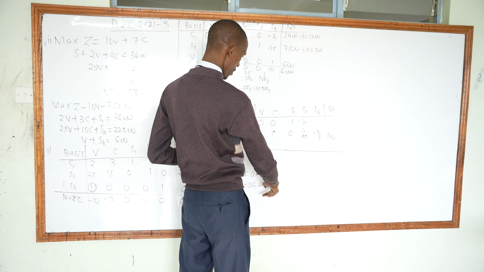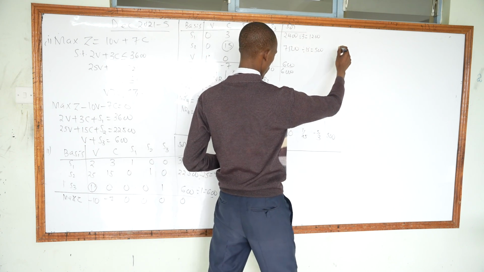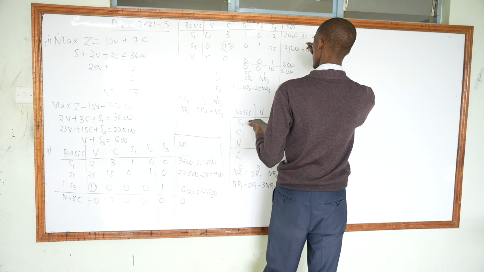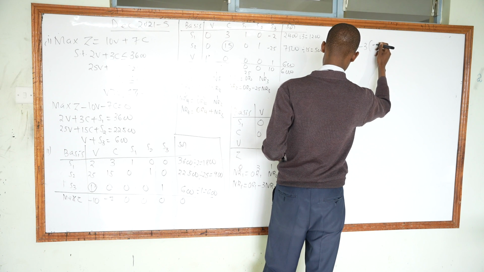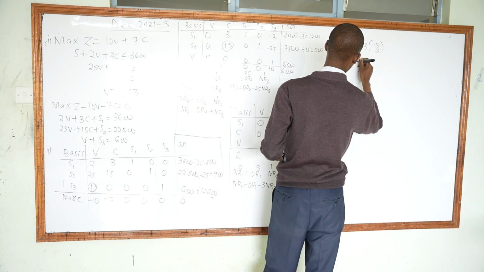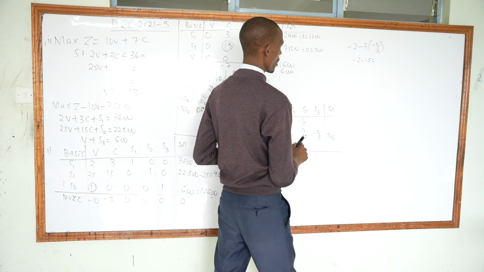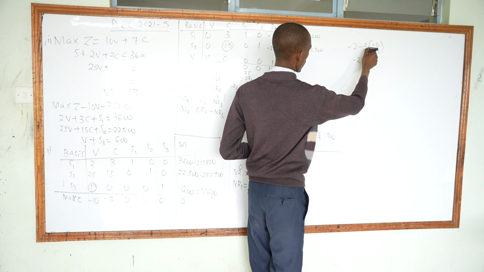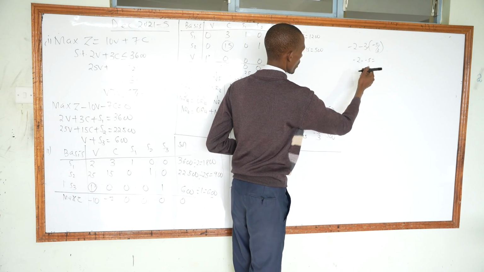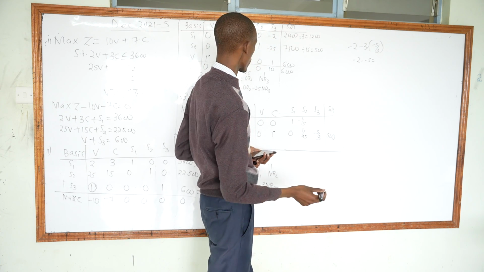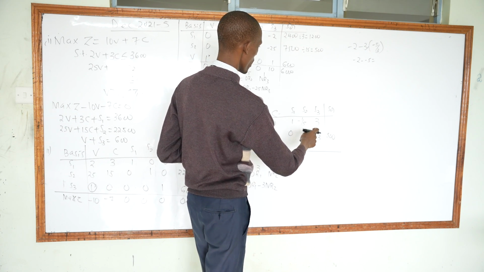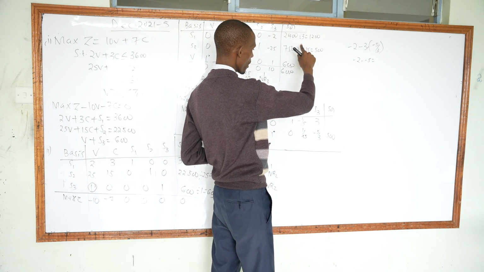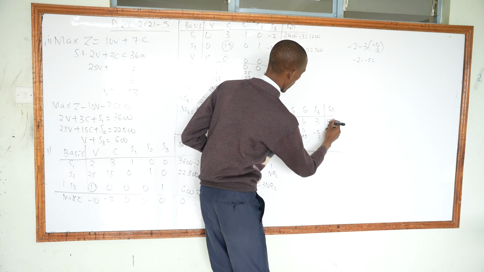Negative 2 minus 3 in bracket 5 over 3, which is the same as negative 2 minus 5. Remember, negative 2 here, and minus becomes plus, so that will become 3. Then 2400 minus 3 in bracket 500, which is 900.